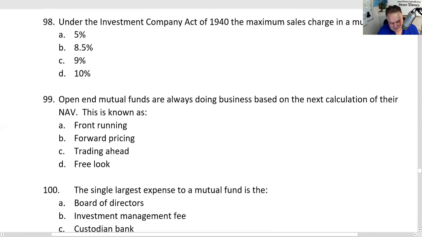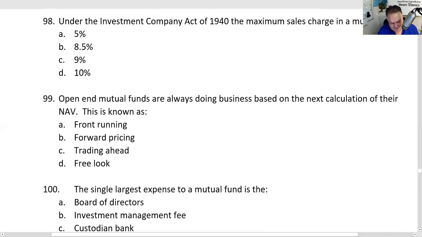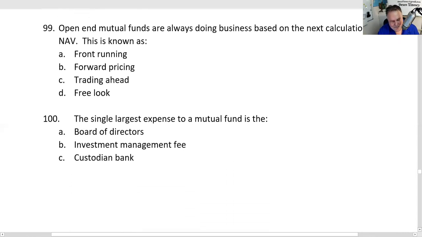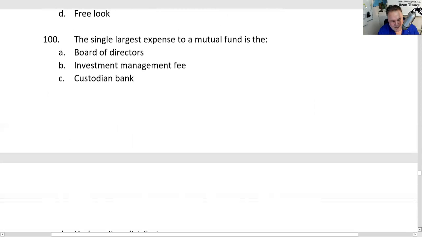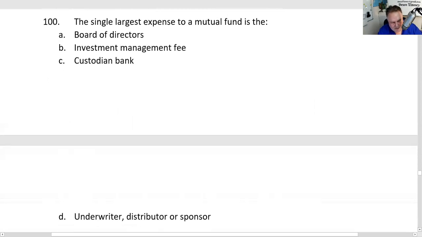99 is very much a test question. That's called forward pricing, very testable. Be careful on 100. The largest single expense to the fund, not to the customer. The load, remember, is not paid by the fund. The load is paid by the customer. So the investment management fee.